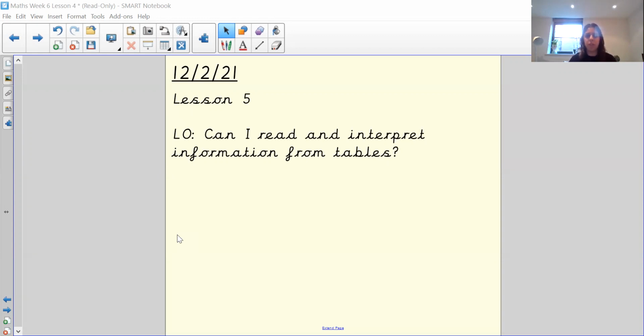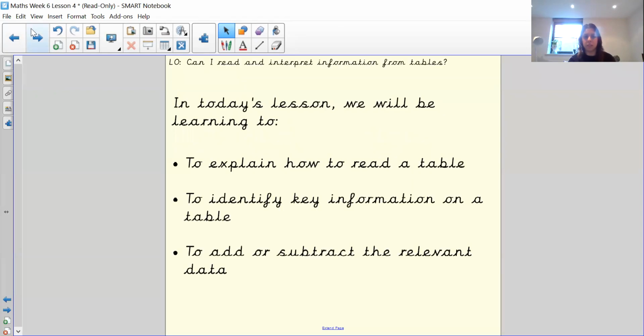Okay, then we're going to have a look today at interpreting and reading information from tables. And we've been looking at tables this week. We've been looking at tally charts, pictograms, bar charts, lots of different things and lots of information. So we're going to be interpreting and reading information from those today. So you need to have a whiteboard and pen with you or a piece of paper and pencil, and we're going to have a look at some information together, and then you're going to do some by yourself.